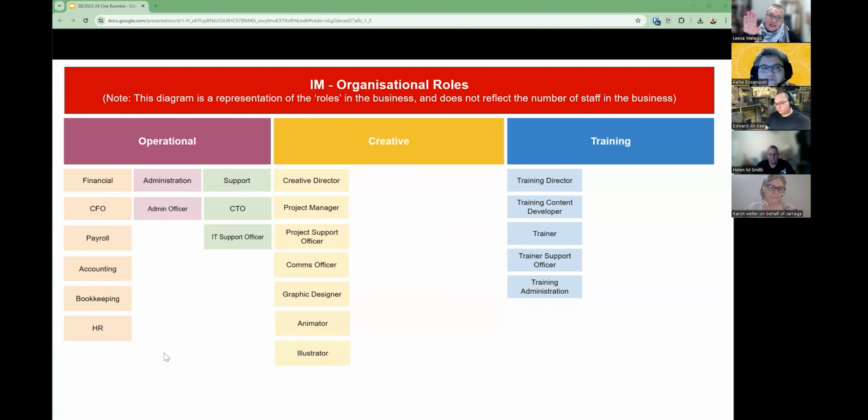Here we've got operational on the left, and we've divided it into 3 sections: financial, administration, and support. Then we've got creative. So we actually do have an illustrator, an animator, a graphic designer, a comms officer, and the creative director, and probably project support also. And in the training arm, we've got a training director, some trainers, trainer administration, and trainer support. So in this diagram, we've really thought about what all of those organizational roles are.